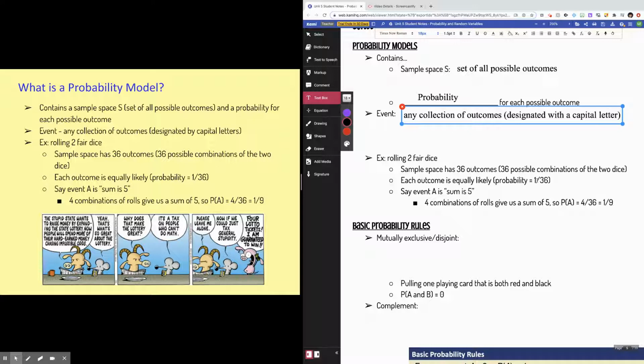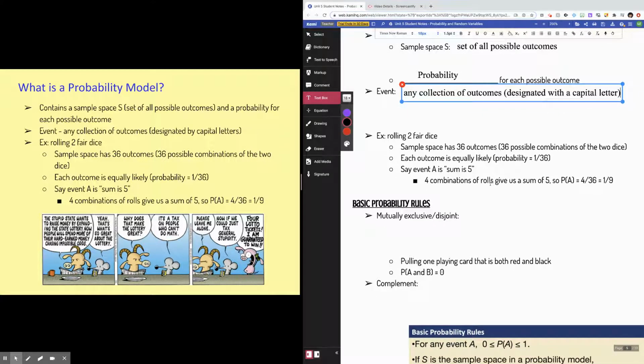If the event that we are concerned with is, what's the probability that I roll a sum of 5, there are 4 possible combinations that give us a sum of 5: 1 and 4, 2 and 3, 3 and 2, and 4 and 1. So 4 outcomes out of the possible sample space of 36. So that probability is 1 out of 9. That's some basics about probability models.